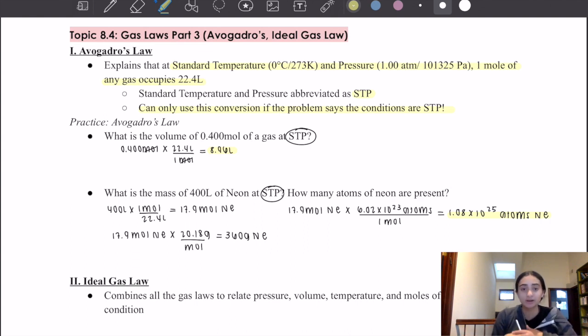And that is Avogadro's law. Super easy, just like any regular conversion we've learned, but the key thing is that you notice if the problem says STP or not, because if it doesn't, you cannot use Avogadro's law.